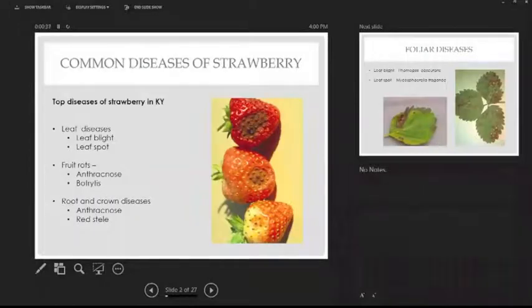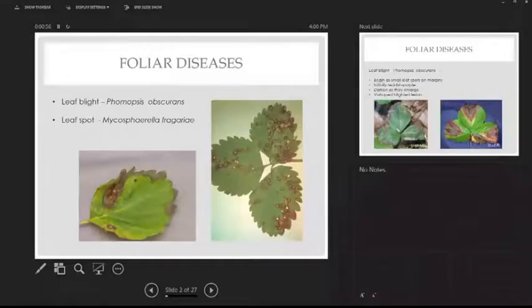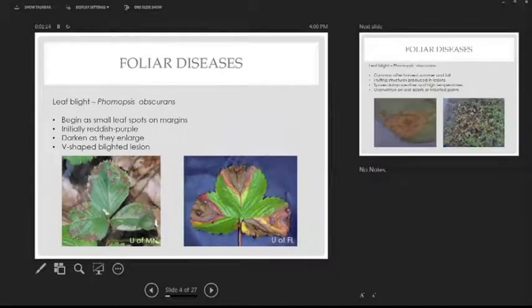So let's get started. The most common diseases of strawberry, listed here, are the top 6 over the last 10 years here in Kentucky. I did a kind of background summary. I'm dividing today by leaf diseases, fruit rots, and then root and crown diseases. I'll go through those one by one. Foliar diseases or leaf diseases, the 2 most common are leaf blight and leaf spot. Blight means kind of quick death, and spot, of course, means spot. I'm not really touching on leaf scorch. Sometimes, though, these leaf diseases can get a little bit confusing.